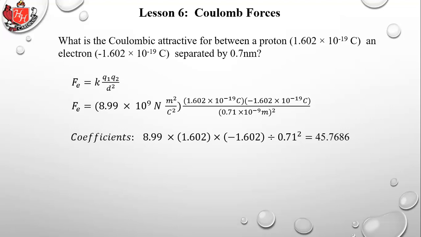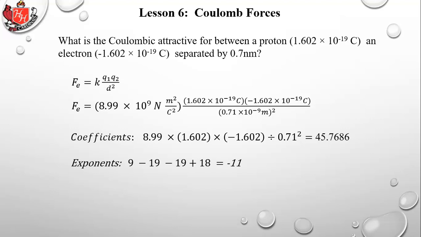One way you can do that is just divide by 0.71 and divide by 0.71 again. Don't multiply them, but divide by 0.71, divide by 0.71 again, or you can do what I did here and square it. And what you get then is 45.7686. Again, that's more significant figures than we're going to really want in this problem, but that's what we'll start with. Now, what do you do with the exponents?